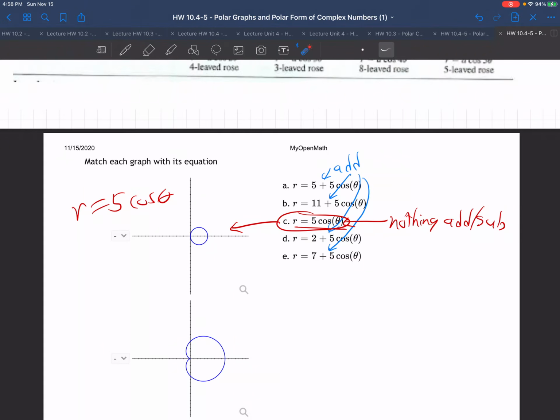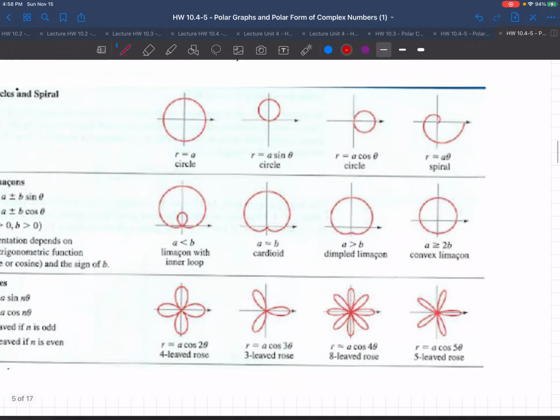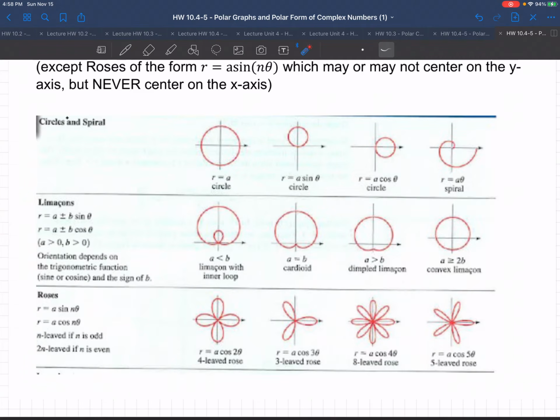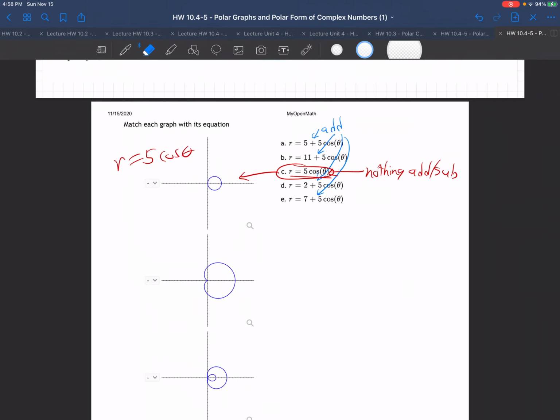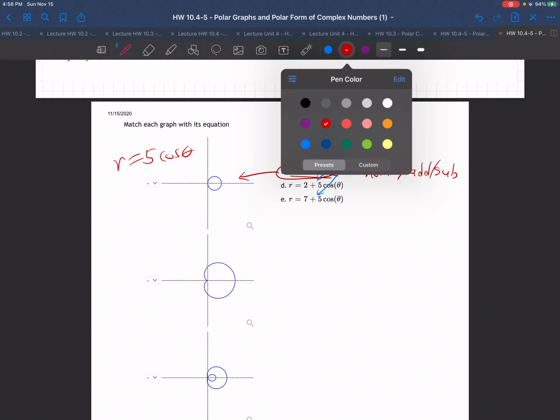Now, what about the other ones? Well, it's going to be all about these two numbers. On your formula sheet, they call the first number A and the second number B. And they say if A is less than B, it means one kind of graph. If they're equal, it means this graph. If A is greater than B, it means that graph. And if A is greater than 2B, it means that graph. So we've got to go through it one at a time. So let's take A.